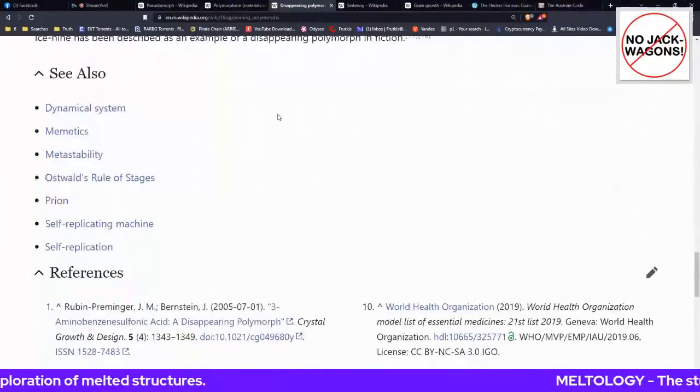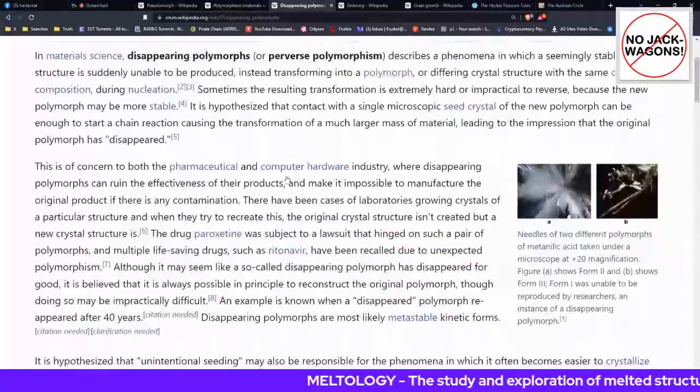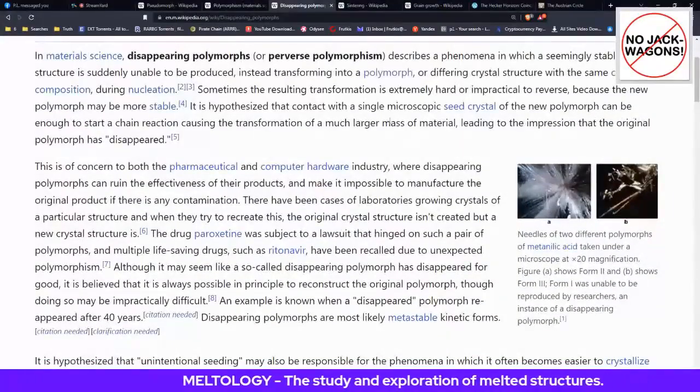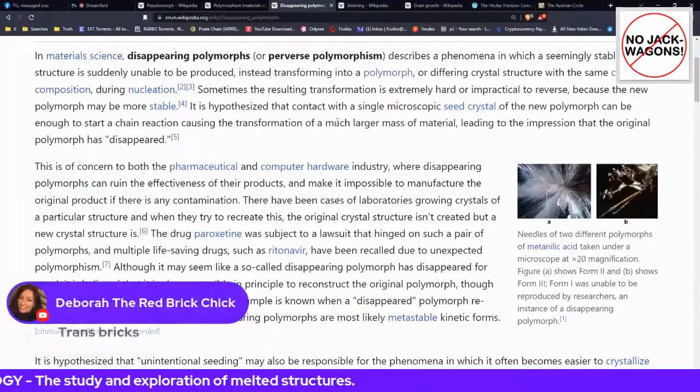And I think that was it for this. Yeah. These polymorph just changing to the original polymorph. Deb says trans bricks. I love it.